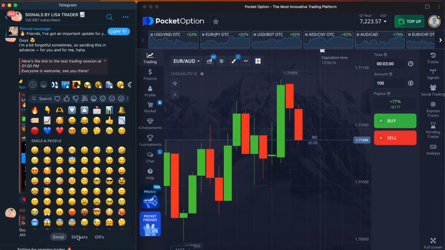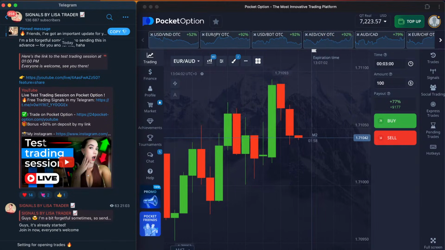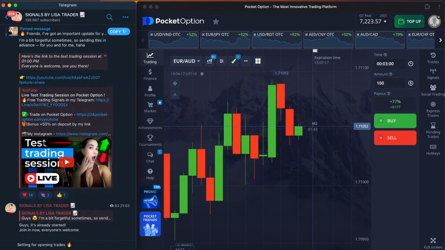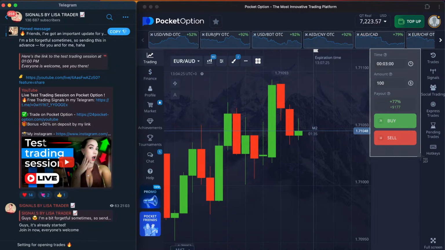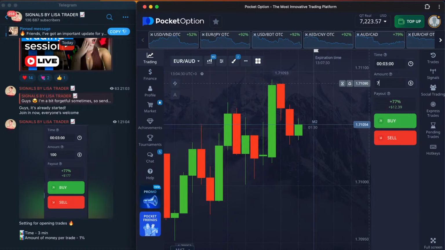Time is gonna be 3 minutes. Amount of money per trade, 1%. I'm also gonna do a screenshot here. I'm gonna change the amount after. It's gonna be 70 for me.